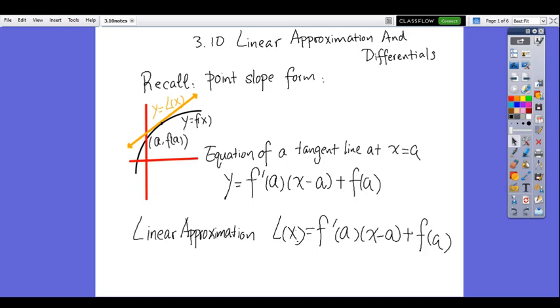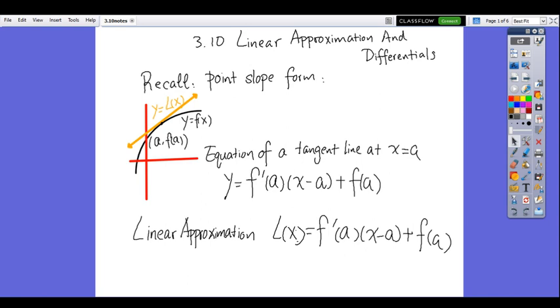Hi guys, so today it's Monday, March 23rd, 2020. Again, it's still the period of time for a pandemic. And here's the lesson for 3.10, linear approximation and differential.